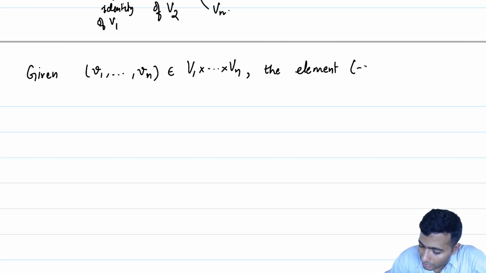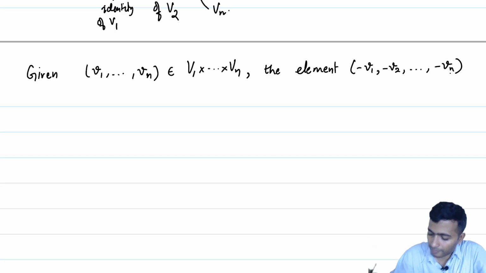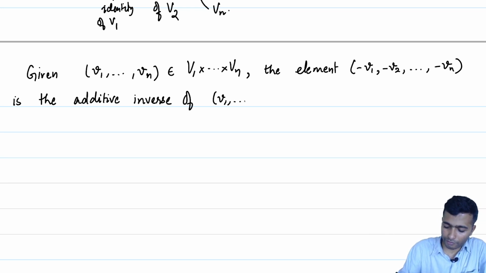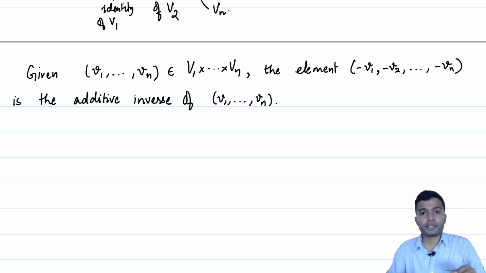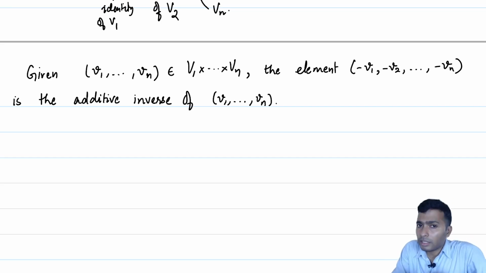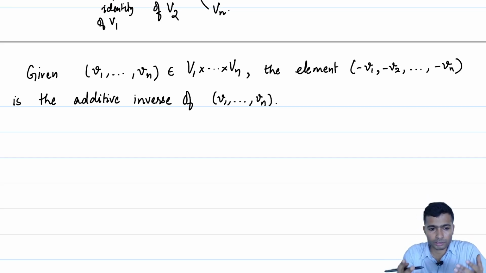The element minus V1, minus V2 up to minus Vn is the additive inverse of V1 to Vn. Note that minus V1 is the additive inverse of V1 in capital V1. Similarly, minus V2 is the additive inverse of V2 in capital V2. So, as you can see, we are using the vector space operations in V1, V2 up to Vn respectively extensively to talk about the vector space structure on V1 cross V2 up to Vn.